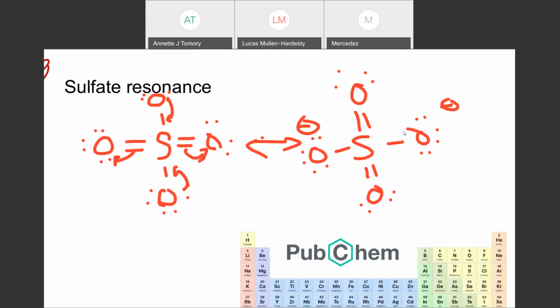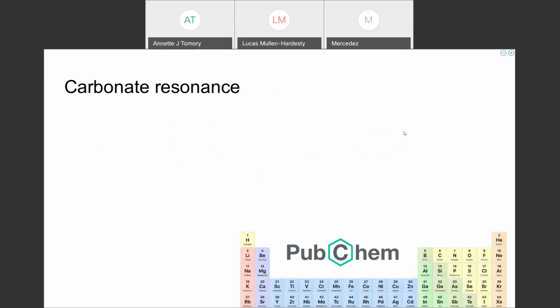Okay. Let's try another one. The carbonate. What is carbonate? Is that C3H5? No, that's the next one. I can do that too if you want. CO3 2- is carbonate. This is the one in particular that Mercedes was asking about. It's the first one, right?